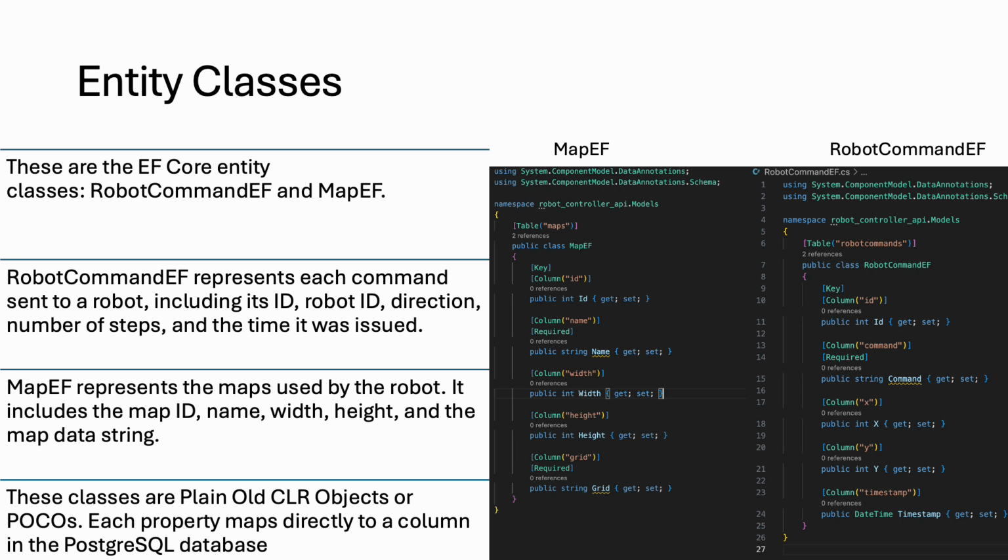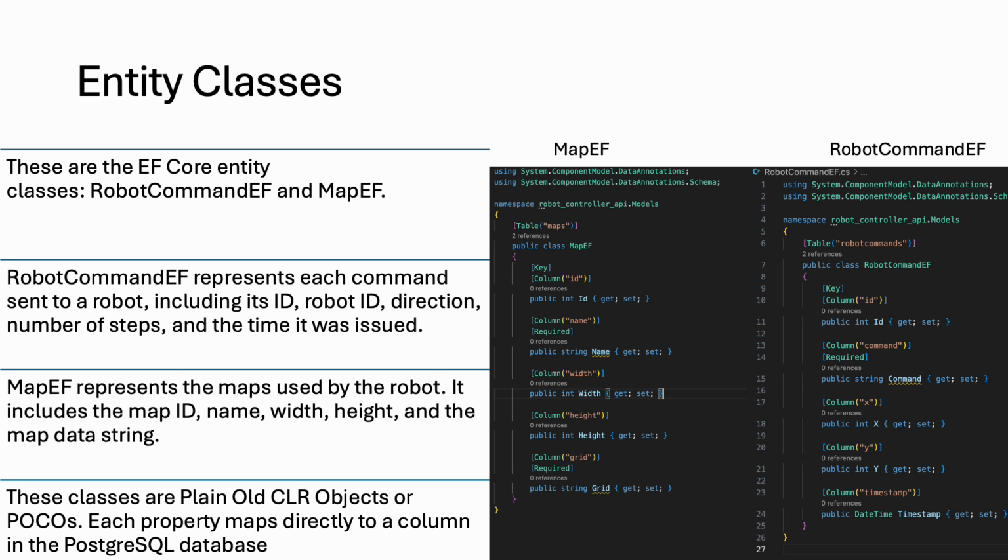As you can see in the class, we have the column of ID. We also have the column of the command, and X and Y is basically the position of the robot, and the timestamp column, which is basically the time issued.